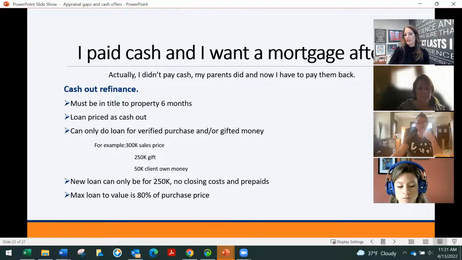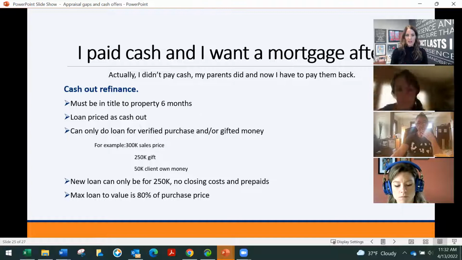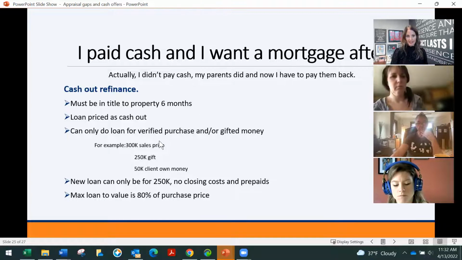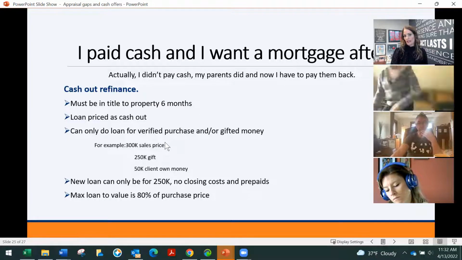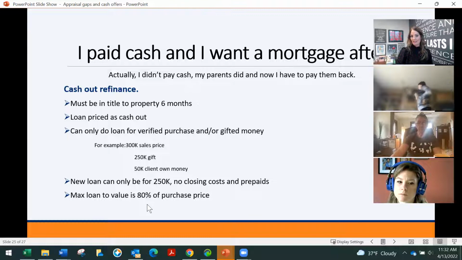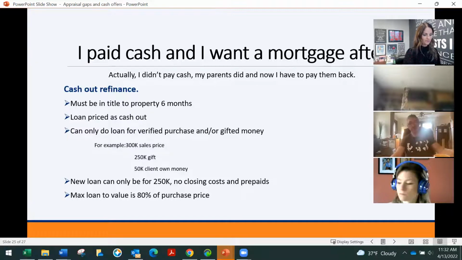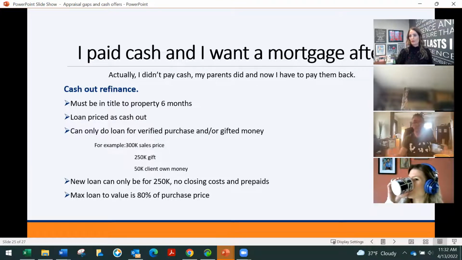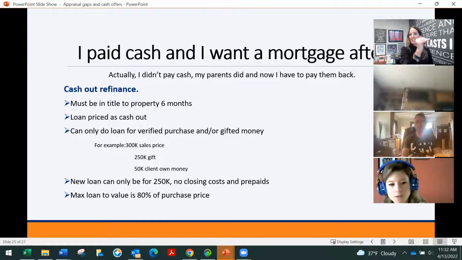Max loan to value that we can do is 80% of the purchase price. So also if I look at this example, 300 grand sale price, maybe the parents gave all 300 grand as a gift. Well, guess what? Now I can only do, hang on, if it's 300, sorry, I need a calculator for everything. Now I can only do a loan for 240. So I can't even get the parents all of their money back.